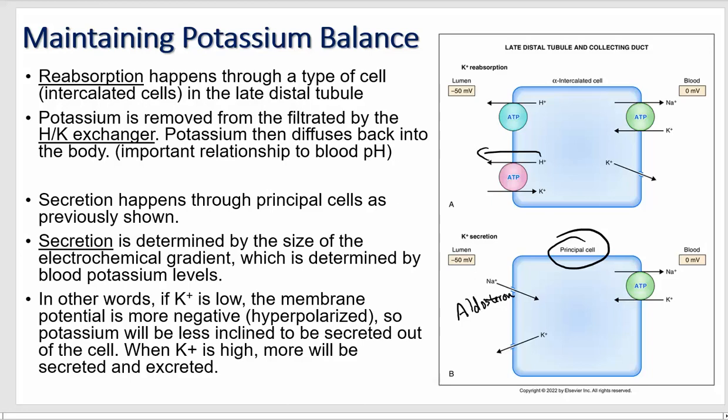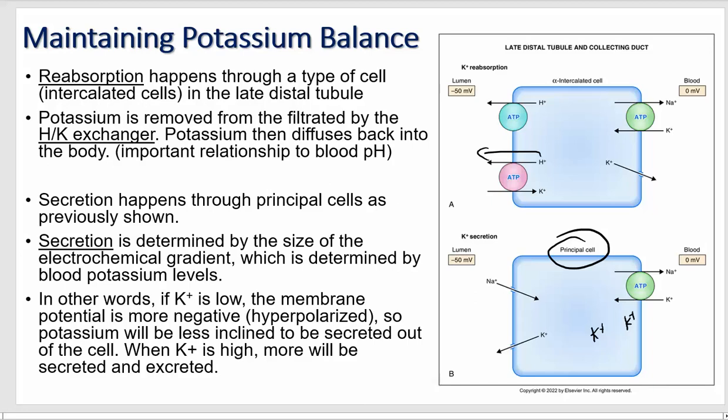Secretion is determined by the size of the electrochemical gradient, which is determined by blood potassium levels. So let's think about what that means. If we have a lot of potassium, remember potassium is positively charged, and potassium builds up inside the cell, then we'll have more potassium that's lost. However, if we have low potassium and our potassium levels are minimal, then we have less potassium that's lost. So it's kind of a local automatic control mechanism.